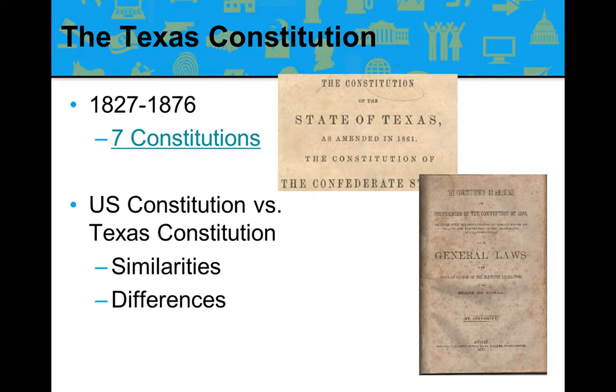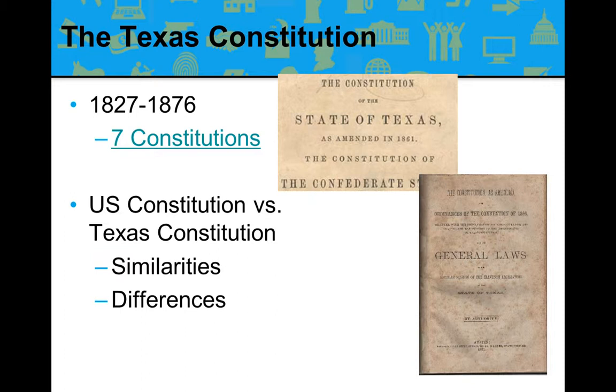Another similarity is that the Texas Constitution also has a Bill of Rights, just like the U.S. Constitution. It guarantees religious freedom and the separation of church and state. It provides for the freedom of speech and the freedom of the press. And it even has a Texas Equal Rights Amendment that was passed in 1972. The United States Constitution does not have what is called an Equal Rights Amendment.